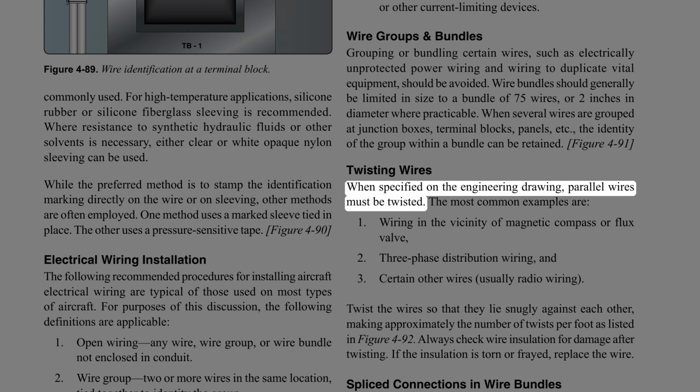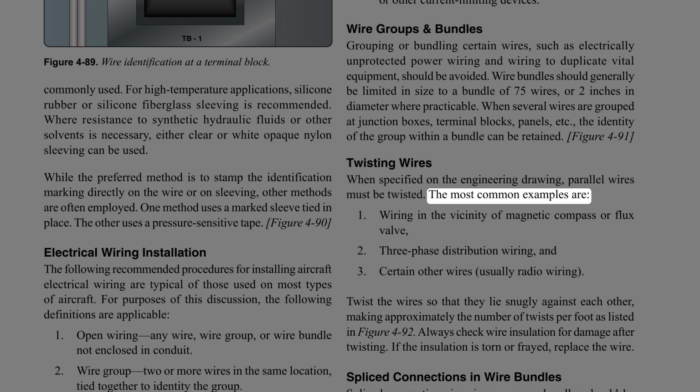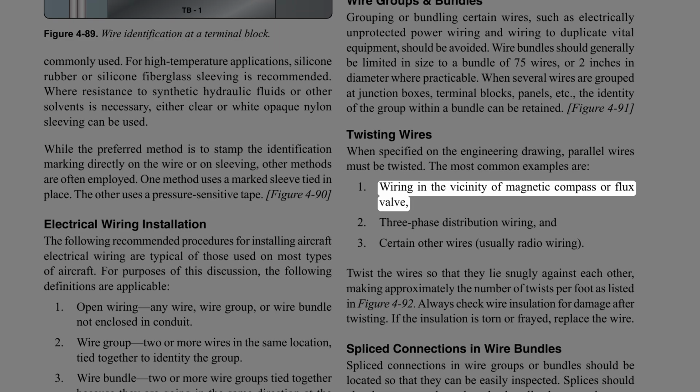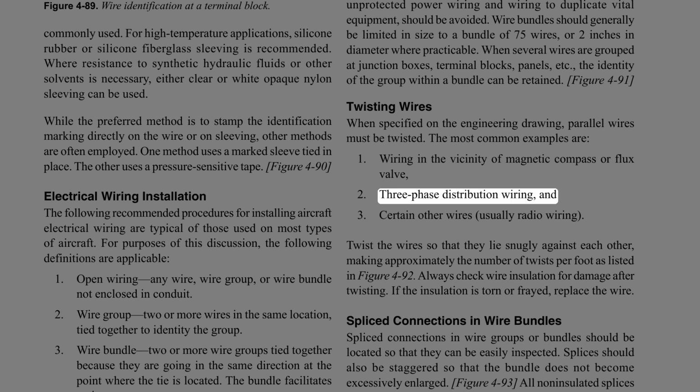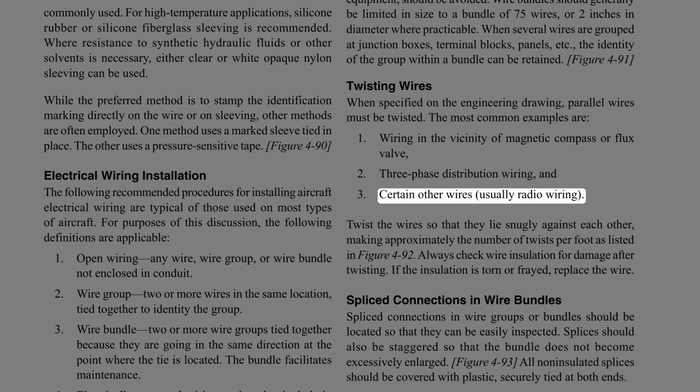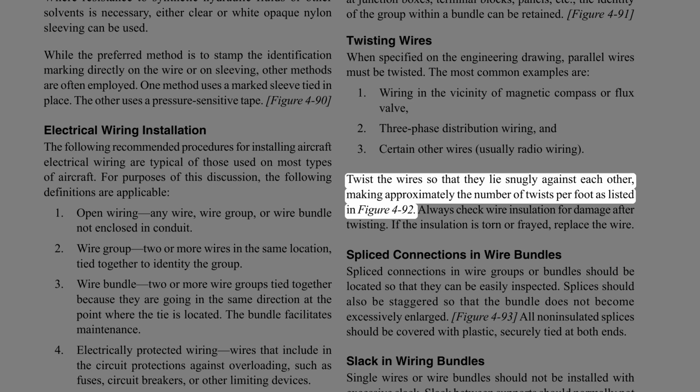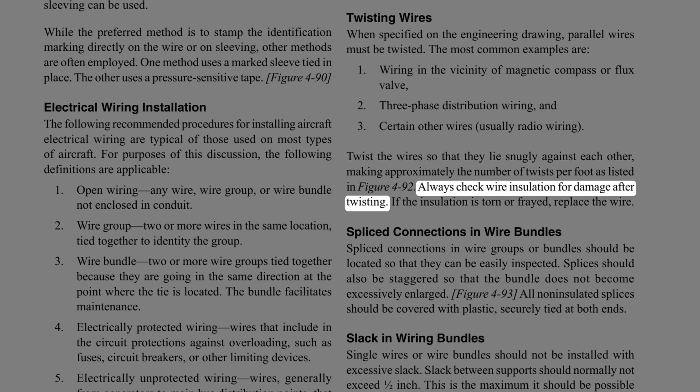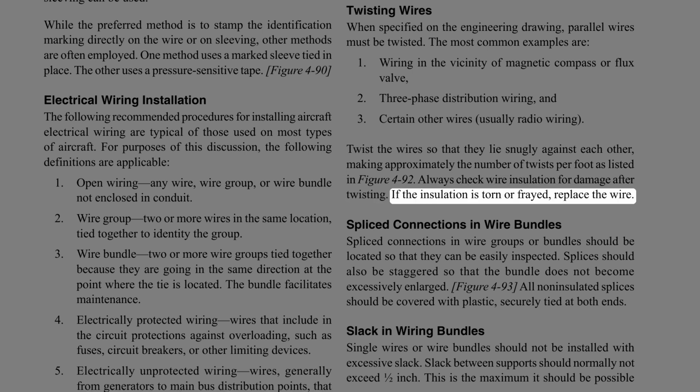Twisting wires. When specified on the engineering drawing, parallel wires must be twisted. The most common examples are wiring in the vicinity of the magnetic compass or flux valve, 3-phase distribution wiring, and certain other wires, usually radio wiring. Twist the wires so that they lie snugly against each other, making approximately the number of twists per foot as listed in Figure 4-92. Always check wire insulation for damage after twisting. If the insulation is torn or frayed, replace the wire.